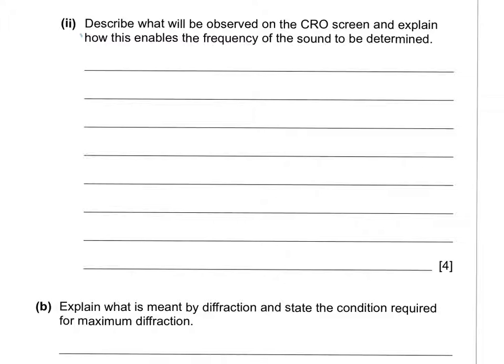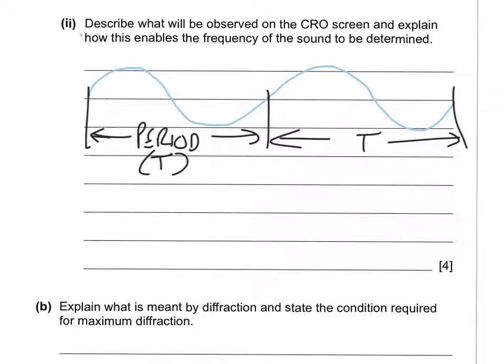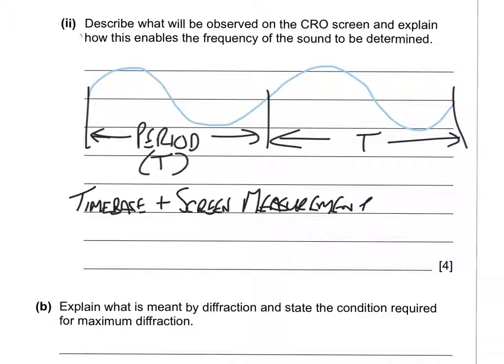Describe what will be observed on the CRO screen and explain how this enables the frequency of the sound to be determined. So you need to explain that you're going to get a wave shape repeating itself on the screen, and that we can get time information by looking at how long it is across sideways on the scale. And the instrument will have a time base that is telling you that for every square this way is worth so many microseconds or milliseconds or whatever. So combining the time base setting with the screen measurement will give you a value for the period.